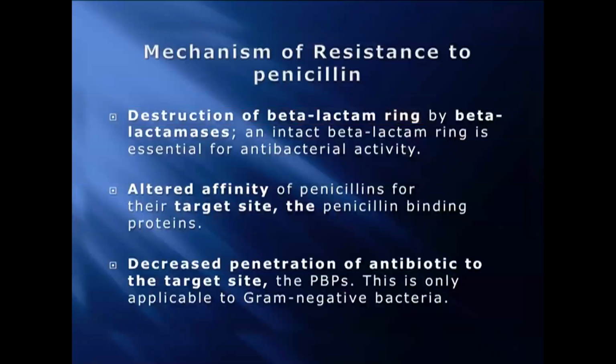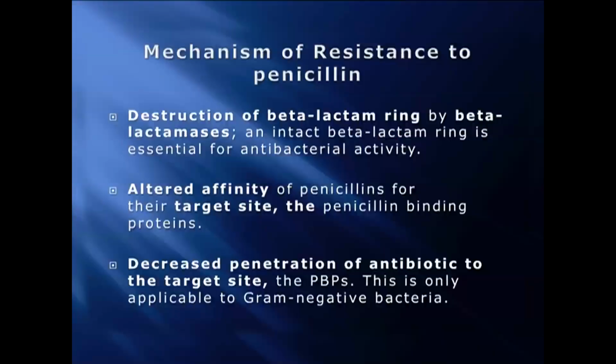What are these? Number one is destruction of the beta-lactam ring. I told you the beta-lactam ring is very essential to have the antimicrobial activity. And if this destruction of the beta-lactam ring takes place, the penicillin becomes ineffective, and that occurs by the production of an enzyme called beta-lactamase, which degrades the beta-lactam ring. So the microbes produce beta-lactamase which degrades the beta-lactam ring.